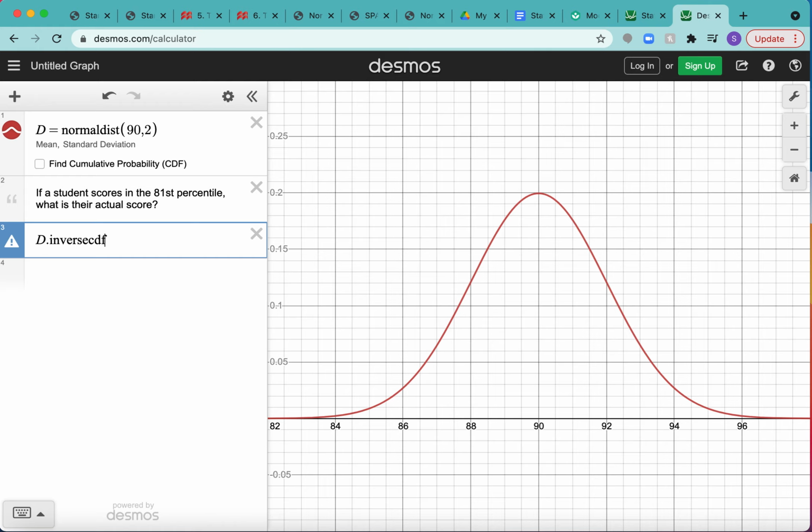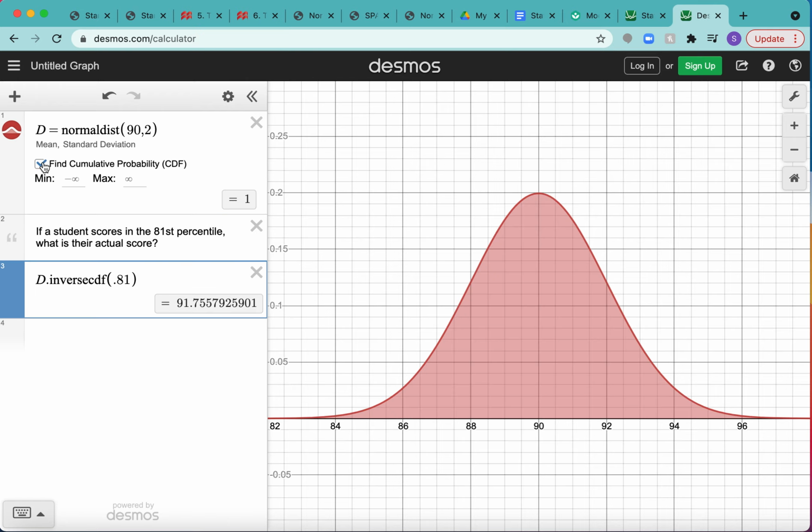But inverse CDF, parentheses, and we want to figure out the 81st percentile, so we're going to do 0.81, because that's going to tell us the score where 81% of people did less than that number, and it's spitting it out. It's telling us that it's 91.755792591. And so we can check that this indeed works.